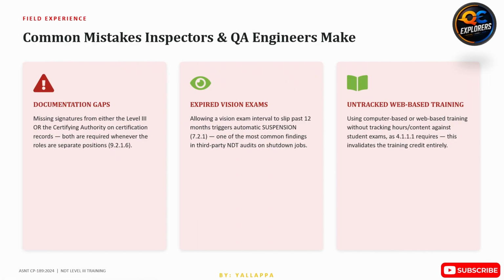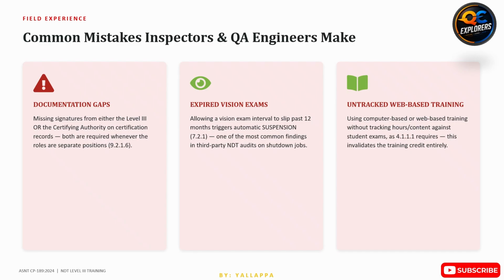Throughout this course, we've discussed the requirements of ANSI ASNT CP-189 from a technical perspective. This slide shifts our focus from the standard itself to the real-world mistakes that inspectors, QA engineers, and employers commonly make during implementation. These are not theoretical examples. They represent issues that frequently appear during customer audits, third-party assessments, and accreditation reviews. Understanding these mistakes will help you avoid costly non-conformances and strengthen your employer certification program.